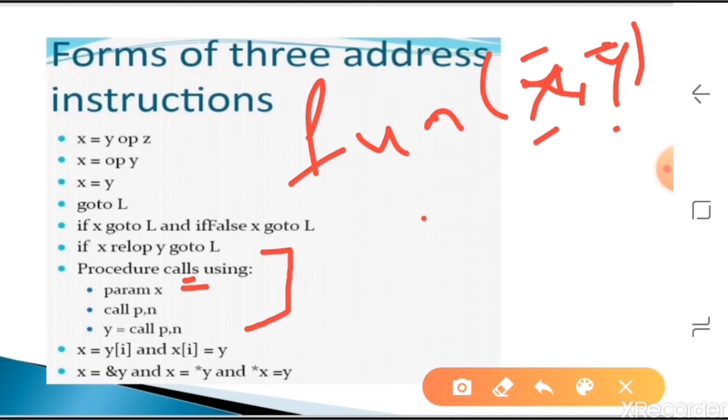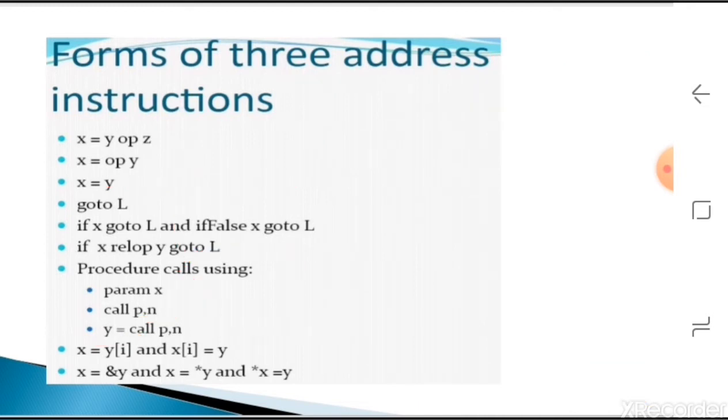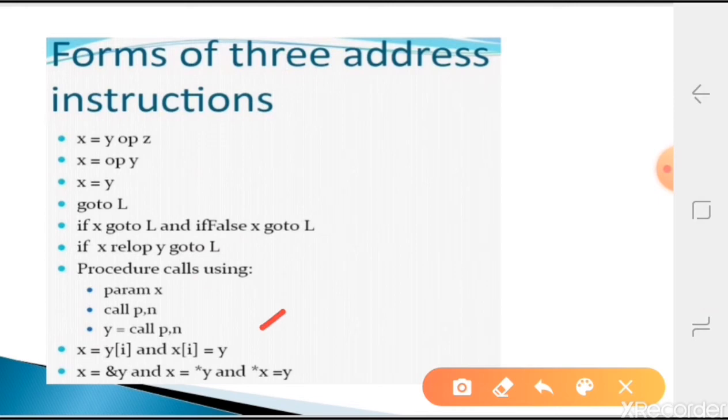Then the call is written with p, that is the function name, followed by the number of parameters. Then whatever we receive, we write as z equal to call p, with the function name and number of parameters. Like that, we can use arrays and pointers also.